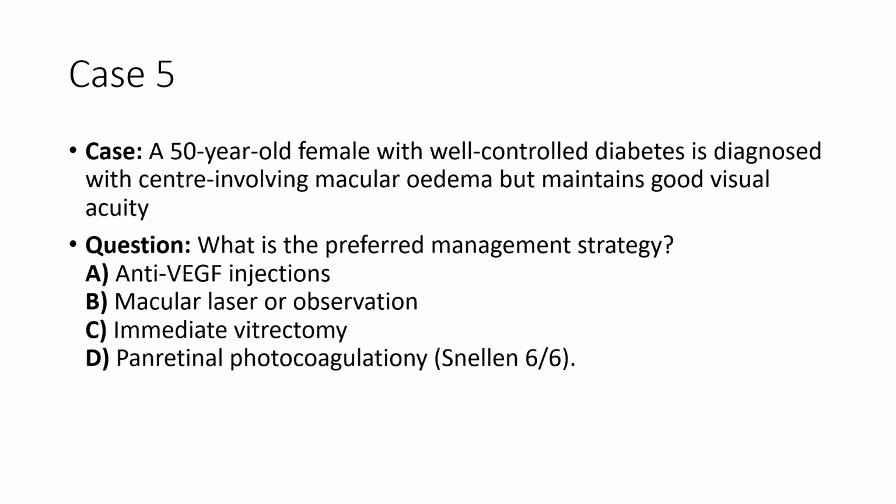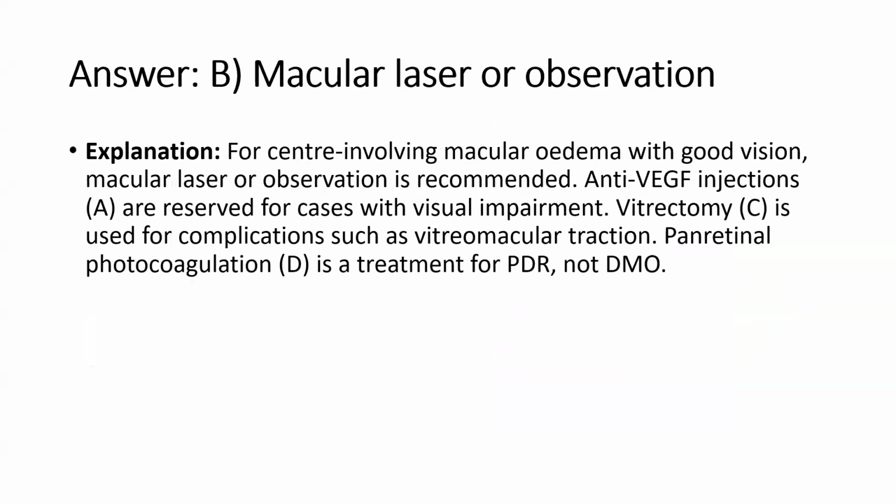We have a 50-year-old female with a well-controlled diabetes diagnosed with center involving macular edema but maintains good visual acuity. What is the preferred management strategy? Anti-VEGF, macular laser, observation, immediate vitrectomy, or pan-retinal photocoagulation? Correct answer is macular laser or observation as per guidelines.